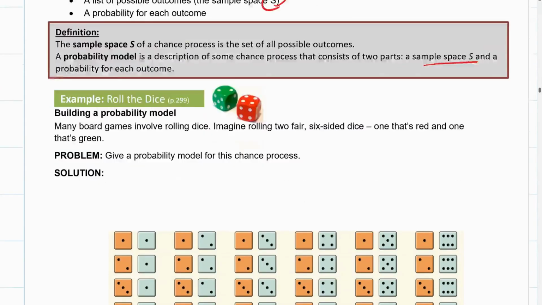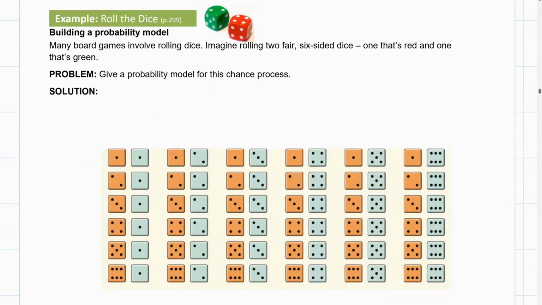For example, if we roll two dice, one green, one red, then we can say what is the sample space for that. You can see it consists of 36 different outcomes from 1,1, the red die and the green die both being one, all the way to 6,6, 36 different outcomes. And if they're fair dice, that means that each of those outcomes is equally likely.